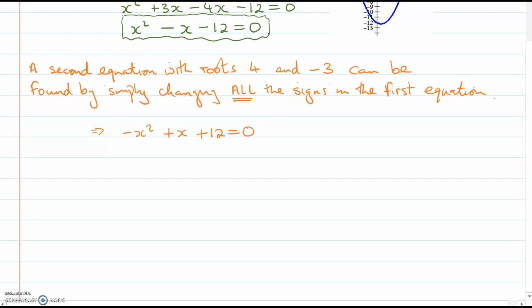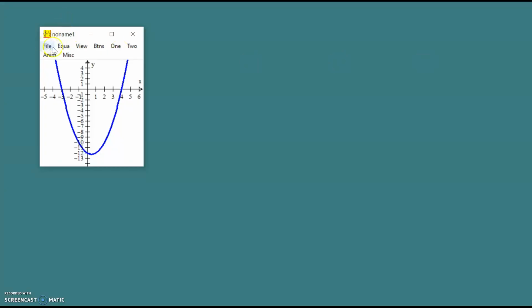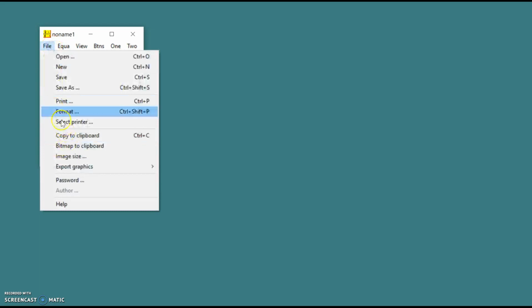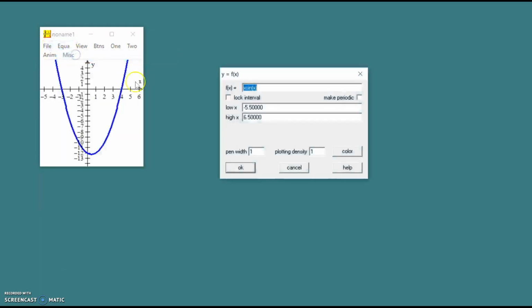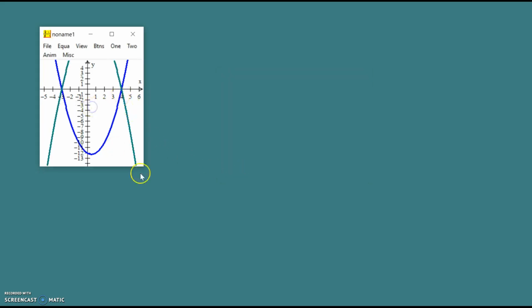So we think this one should work as well. Let's try that one out in WinPlot and see, does it work? Does it have the same roots? Does it have the same solutions? We'll put it in as a new equation, and we'll say negative x squared plus x plus 12. We'll make this 3 so it's a little bit thicker. And let's plot that.